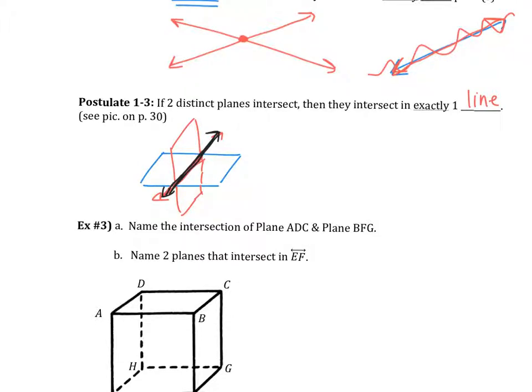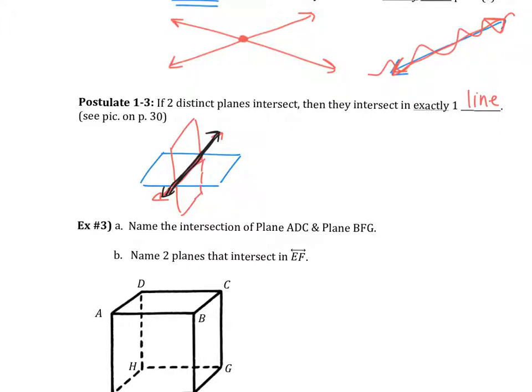Okay. Think of it like my wall over here and my floor, right? If my floor is going this way and my wall is coming this way, where they meet is that corner, okay? But the floor keeps going and the wall keeps going forever. So then their intersection goes on forever too.